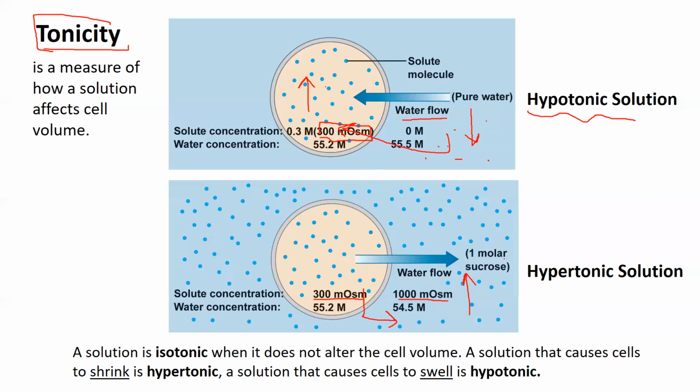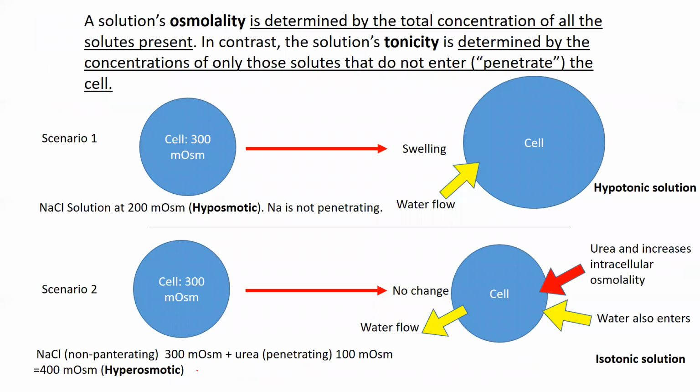And if it makes it shrink, it will be called a hypertonic solution, okay? And if it doesn't do much or doesn't alter the cell volume, it will be called isotonic, okay? So in this example here, the distinction between osmolality and tonicity is much clearer.